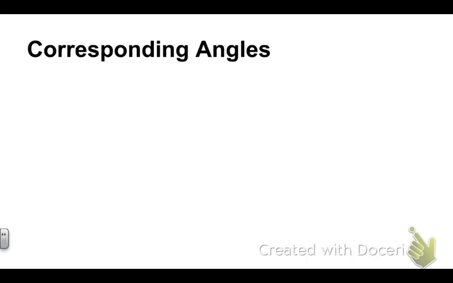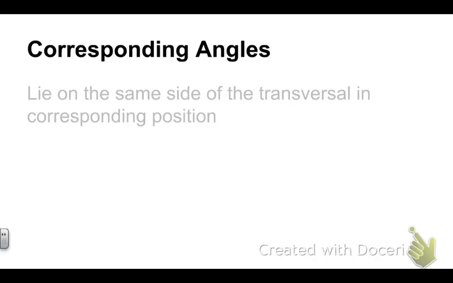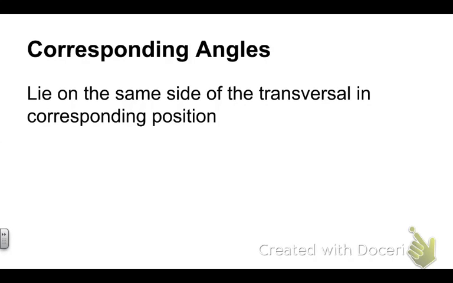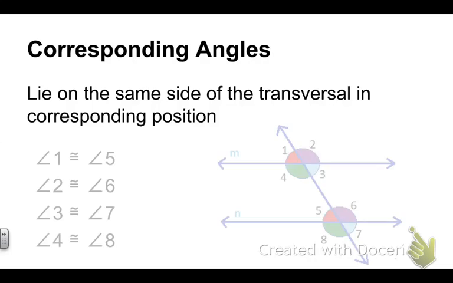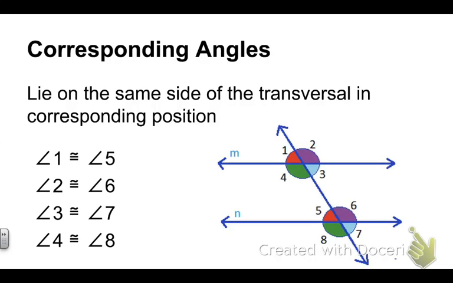And then the last one is corresponding angles. Corresponding angles lie on the same side of the transversal in corresponding position. What I mean is, think about if you took the angle 5, 6, 7, and 8 and you translated, you slid that up. The purples would lie right on top of each other. The greens would lie right on top of each other.